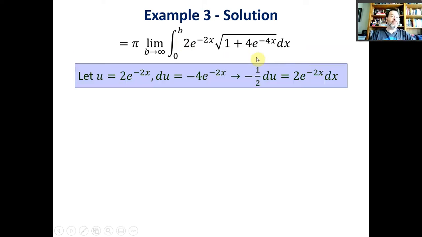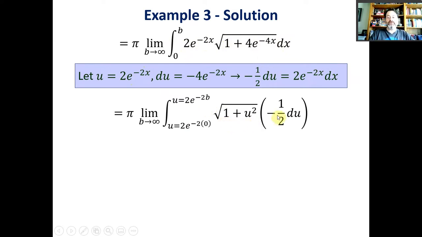So yeah, my u is 2e to the minus 2x. When I compute du, you get minus 4e to the minus 2x. And we don't have a minus 4e to the negative 2x here. We have a 2e to the minus 2x. So just multiply by negative 1/2 on both sides. So this whole thing, 2e to the minus 2x dx, I'm just going to replace with negative 1/2 du. This whole thing, I'm just going to replace with 1 plus u squared.